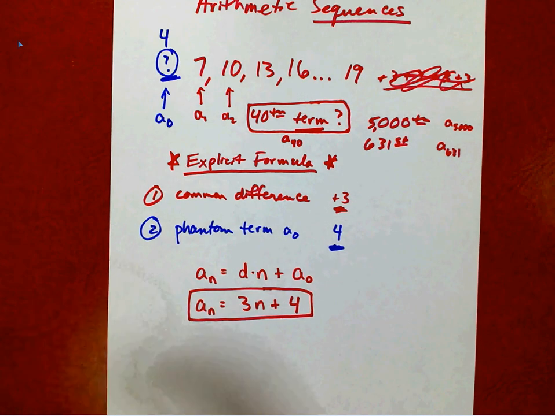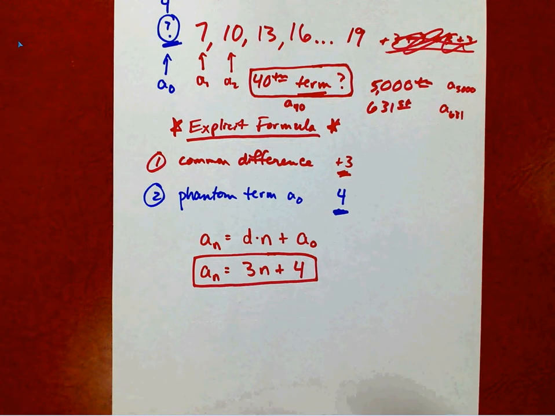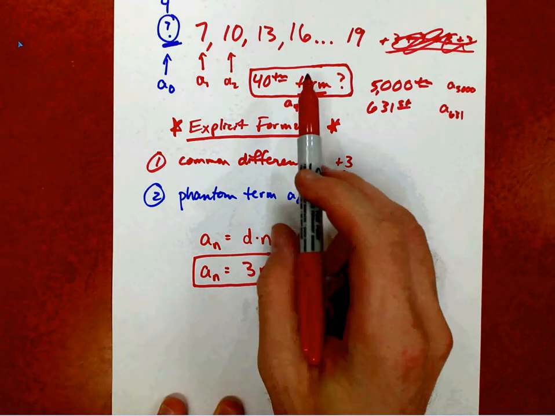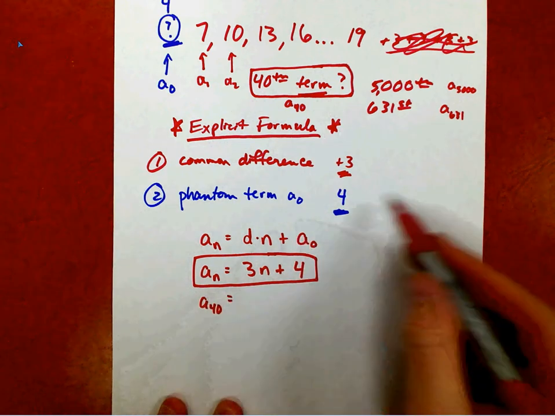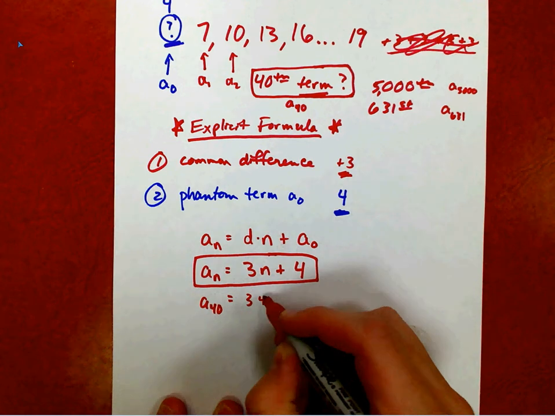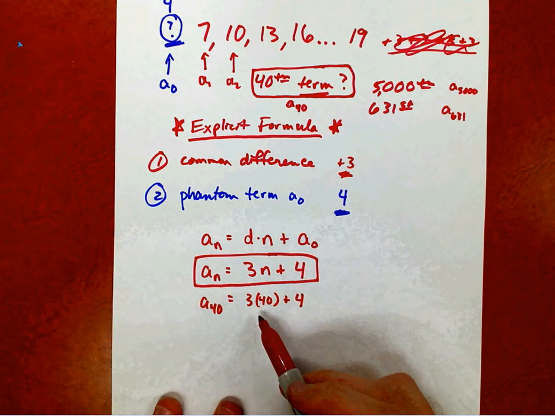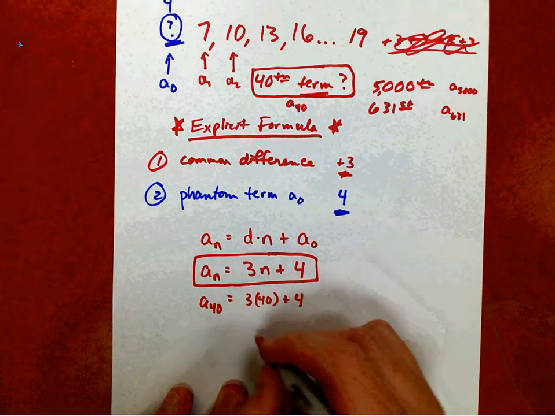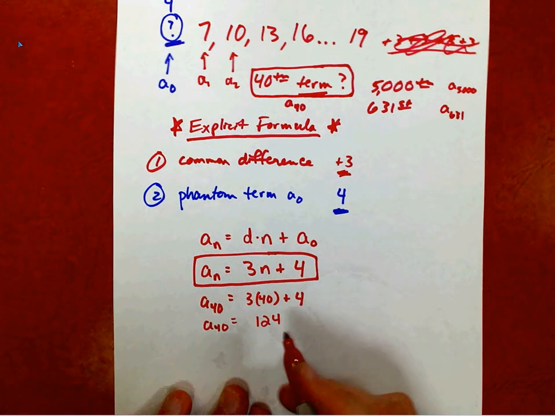Now this wonderful formula here is going to help us find any term we want in the sequence. So if you wanted to find, as was suggested up here, a sub 40, the 40th term of the sequence, simply replace n with 40, and evaluate. 3 times 40 is 120, plus 4, 124 is the 40th term of the sequence.